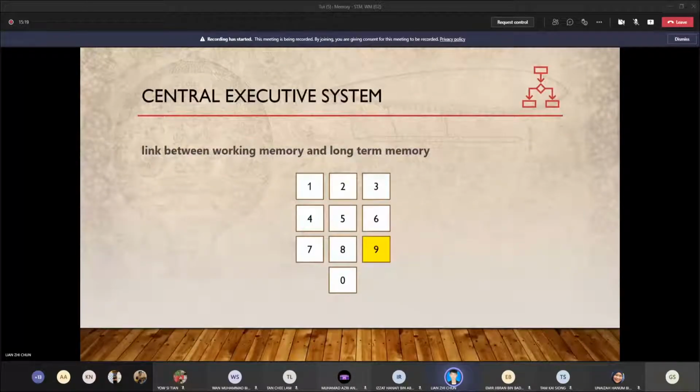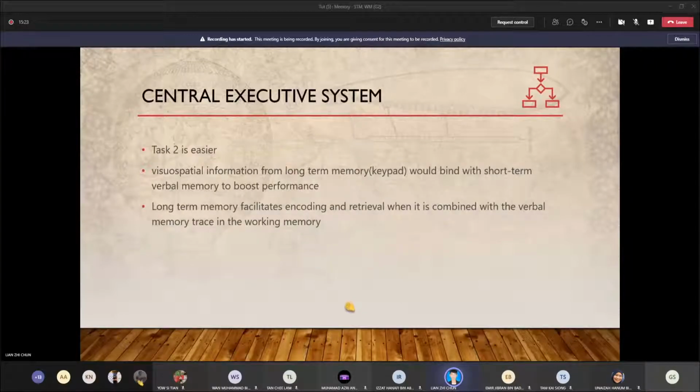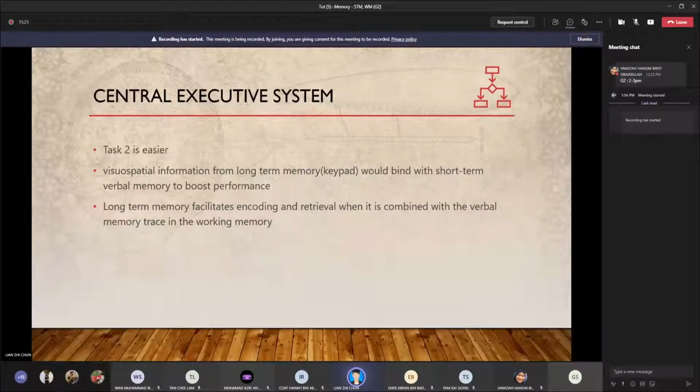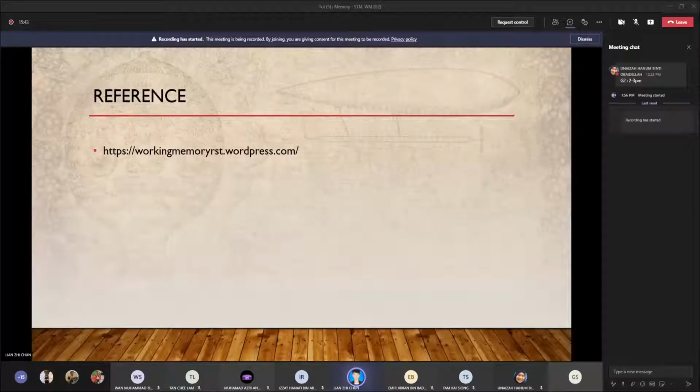So which one is easier? I think task 2 is easier, right? Because visual spatial information from long-term memory, which in this case is the keypad, would bind with short-term verbal memory to boost the performance. Long-term memory facilitates encoding and retrieval when it is combined with the verbal memory trace in the working memory.